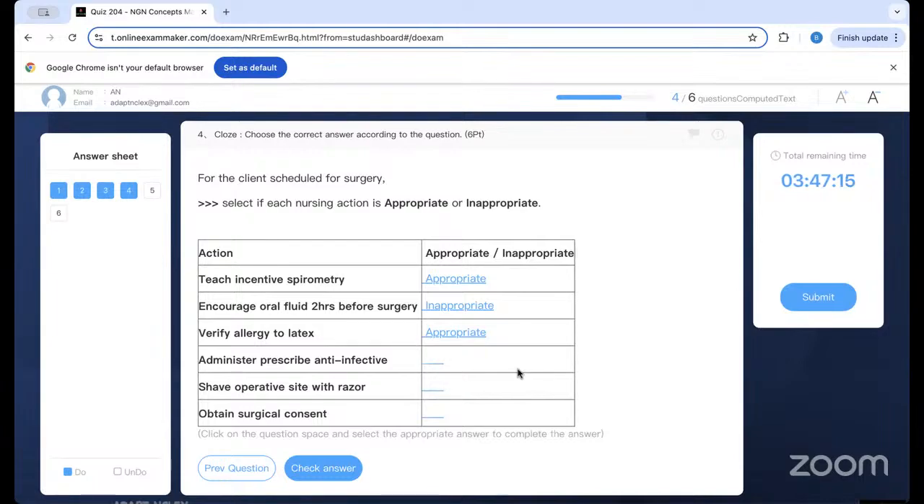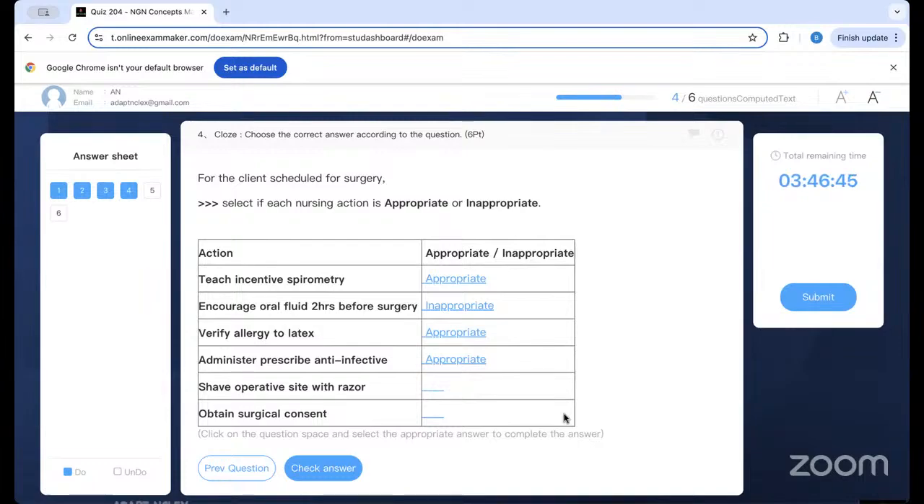Is it appropriate to give the prescribed antibiotic to the patient that is scheduled for surgery? Appropriate. What about it? Shave the operative site with a razor blade. What do you think? You can put down your answer. But think about it. If you are the nurse, patient is going to have surgery. Are you going to shave the operative site with a razor blade? What do you think? They need the area to be shaved where they're going to operate.